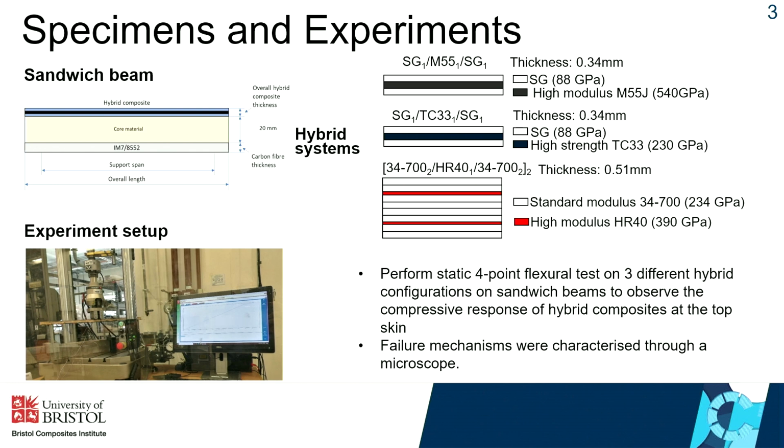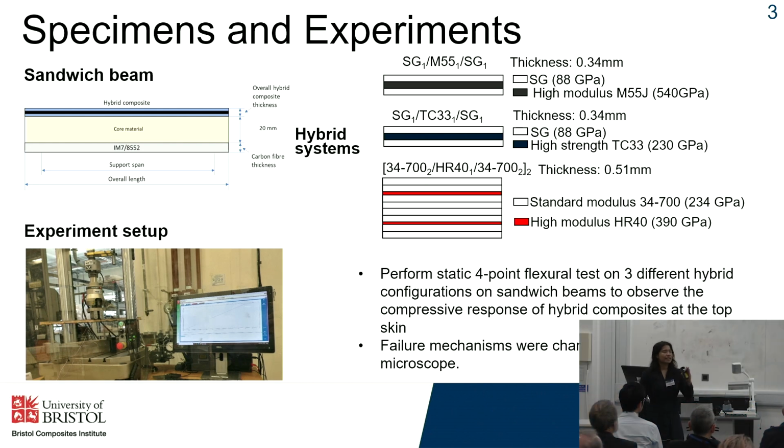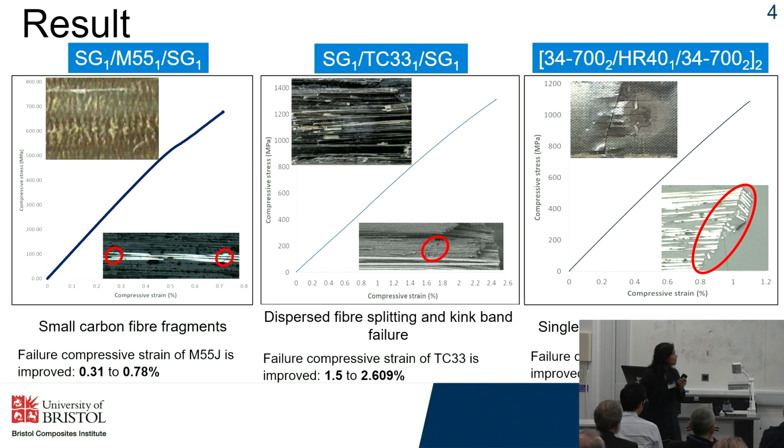This experiment uses 3 different hybrid systems, which are M55J with S-glass, TC33 with S-glass, and another one, a carbon-carbon hybrid composite containing 34700 and HR40. I performed the test under a 4-point bend test to observe the failure response of the hybrid composite at the top skin. After the material reached failure, I sectioned the failure to observe the failure characteristics under a microscope and scanning electron microscope. And these are the results I got so far from the 3 different systems.